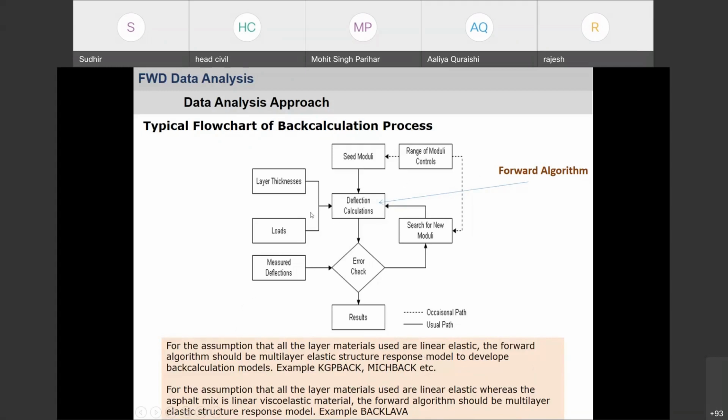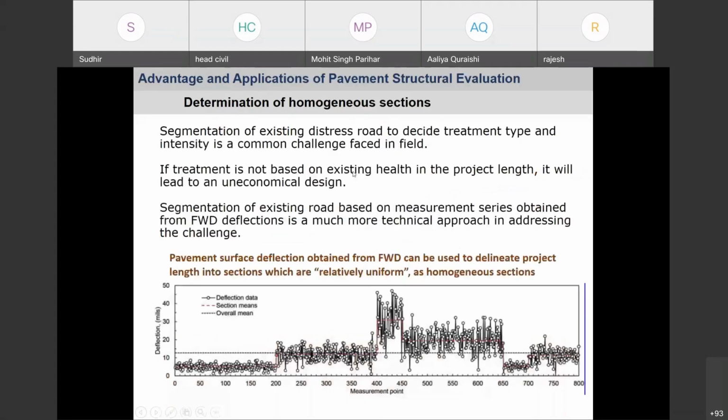If you are considering the pavement layers to be non-linear elastic, or the asphalt layer to be linear elastic, then accordingly you will have to choose your forward algorithm. So we understand now that through non-destructive testing you can obtain an estimate of characteristic properties. There are other non-destructive tests also, but I have picked these two because they are popular in India, and we have IRC codes for them.